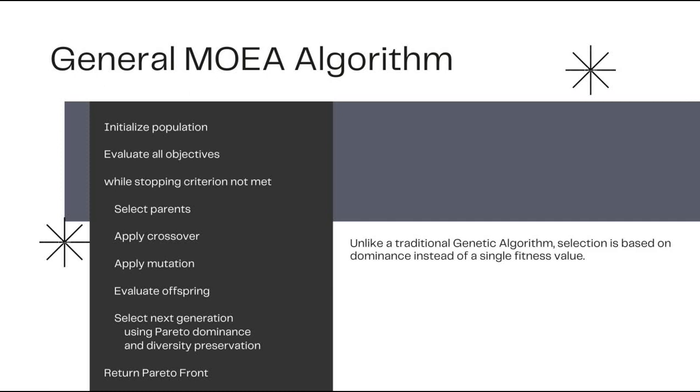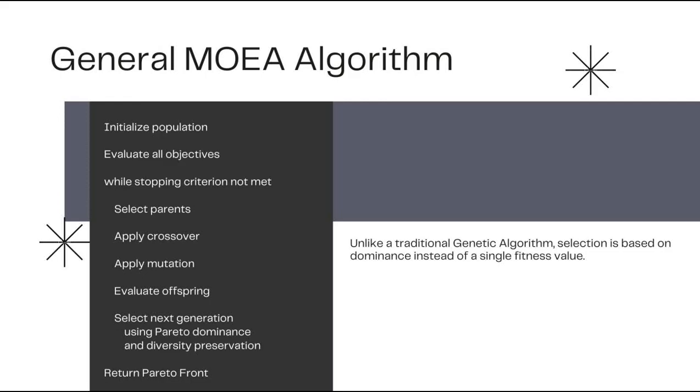In general terms, it initializes a population P with n candidate solutions, then evaluates each solution X in P using all objective functions. While the stopping criterion is not met, it ranks the solutions using Pareto dominance, estimates diversity, and selects the parents. Then it returns the non-dominated solutions as the approximation to the Pareto front.